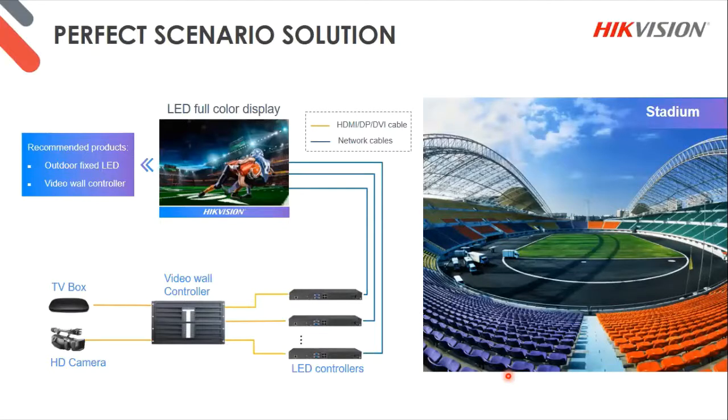All right, your stadium type of applications, you can see these are a lot larger monitors. We're going to use the outdoor fixed LEDs plus a video wall controller, a similar scenario to the control rooms. We've got your video wall controllers and multiple LED controllers to connect to the monitors. The input signals are obviously dependent on you, whatever you need to put in from your HD cameras, your TV boxes, a network connection, VGA, DVI, DP, HDMI. It's all configurable and all modular in the video wall controller, like I mentioned before.